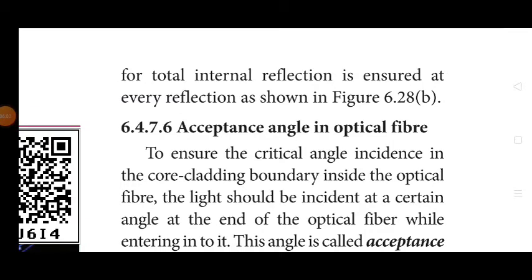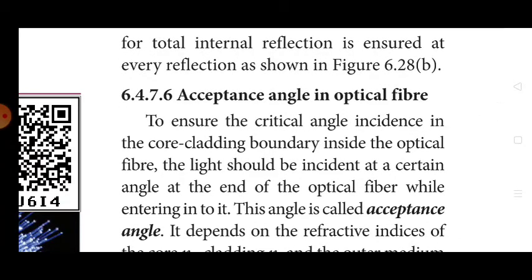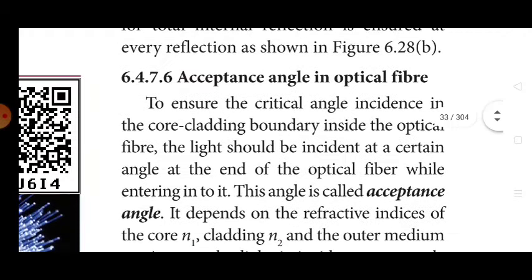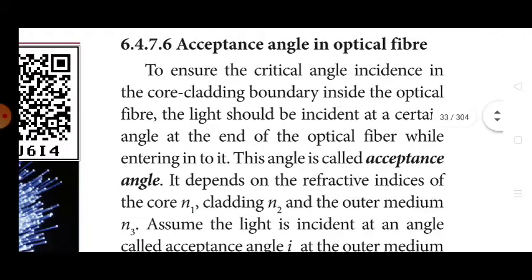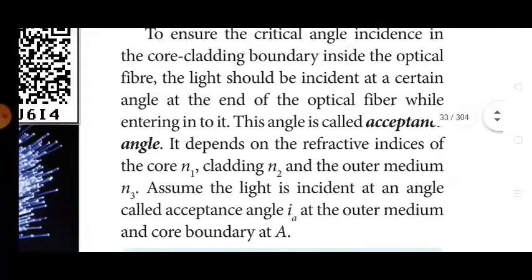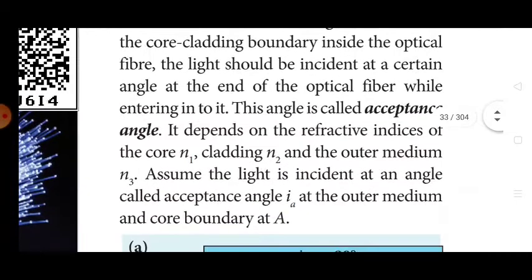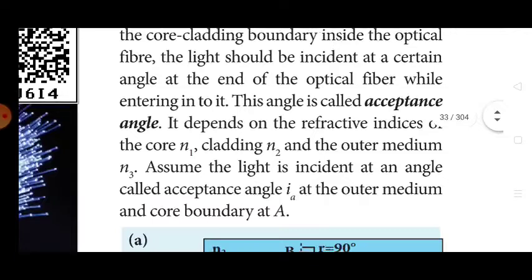We will see the diagram 6.28. Now we are going to see the same topic, but the subtopic is acceptance angle in optical fiber. To ensure the critical angle incident at the core-cladding boundary inside the optical fiber, the light should be incident at a certain angle at the end of the optical fiber while entering it. This angle is called the acceptance angle.